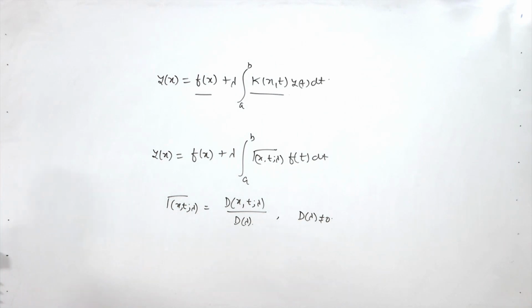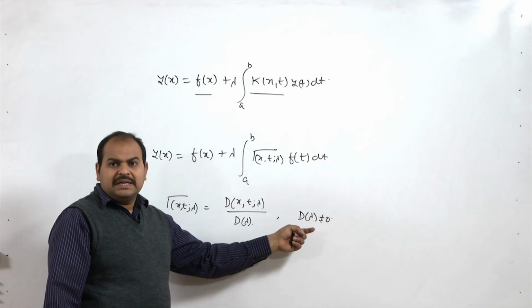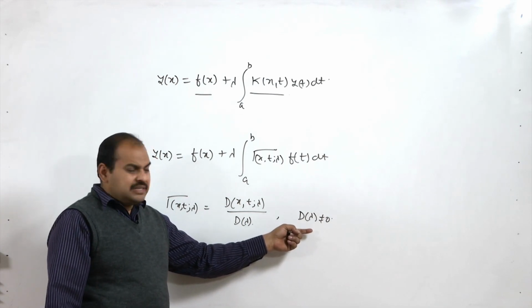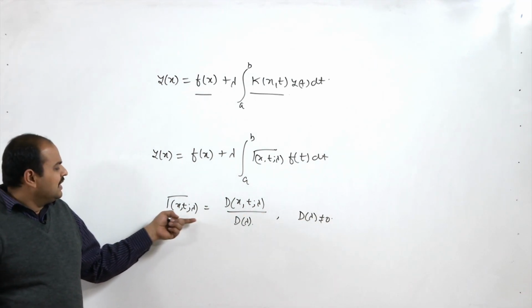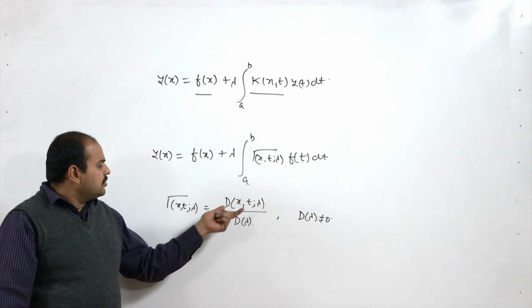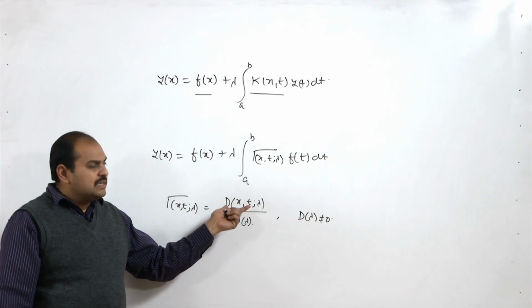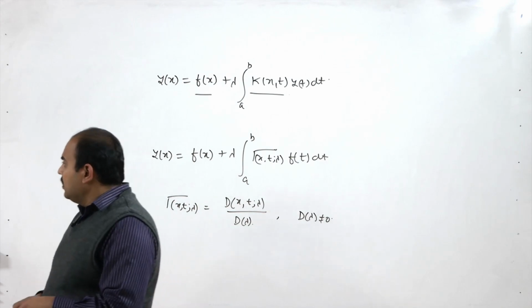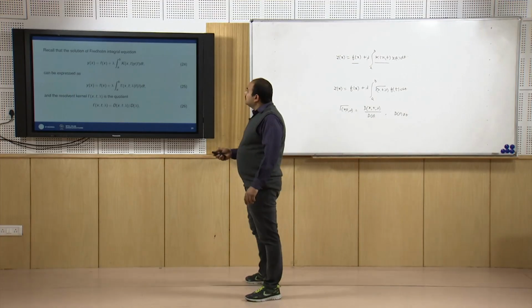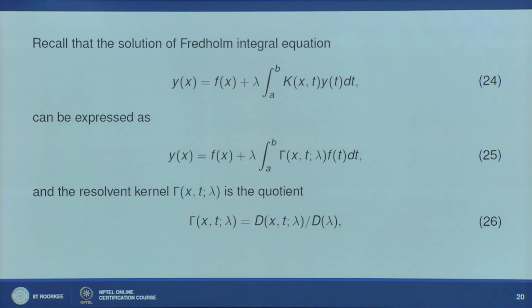provided that D(lambda) is not equal to 0. And we have seen in the previous lecture that we obtained the expression of D(lambda), and in this lecture we try to find the expression for a resolvent kernel given in this particular form. So we try to find this expression for D(x,t;lambda) such that we can have the solution here. So please recall that the solution of this Fredholm integral equation can be written like this.